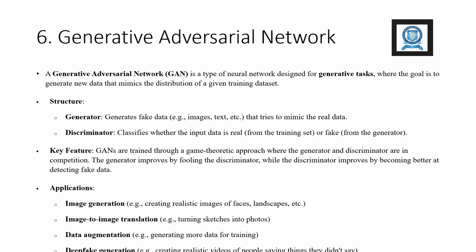Structure: generator generates fake data that tries to mimic the real data. Discriminator classifies whether the input data is real or fake. Key feature: GANs are trained through a game theoretic approach where the generator and discriminator are in competition. The generator improves by fooling the discriminator, while the discriminator improves by becoming better at detecting fake data. Applications: image generation, image to image translation, data augmentation, deep fake generation.